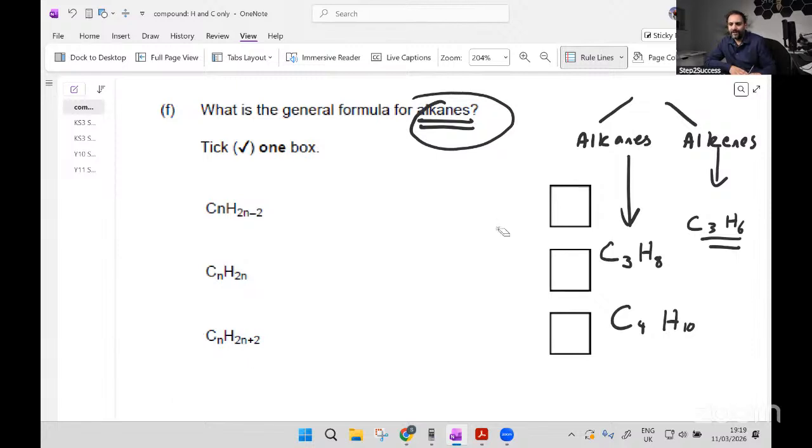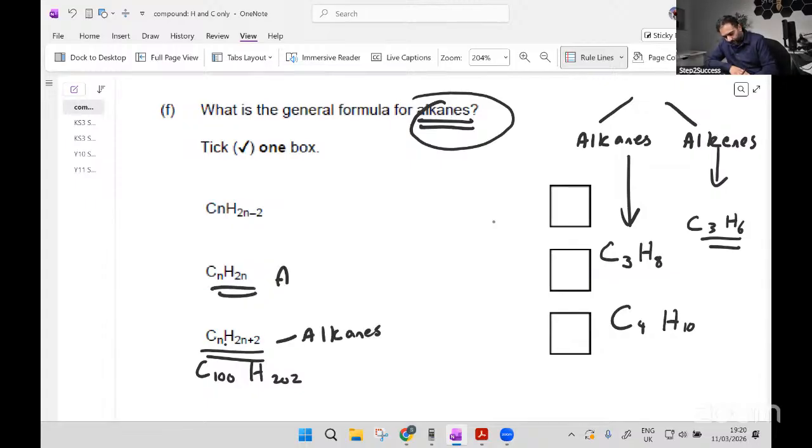This is a long-winded formula way of saying that whatever this number is, we double it and add 2 to get to the number of H's. So if it was C100, to get to the number of H's, we would double 100, 200, and add 2, 202. That is the general formula for alkanes. This is the general formula for alkenes. That isn't something you need to know.